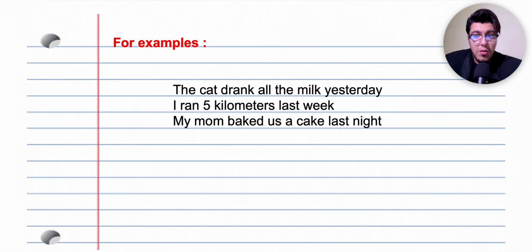For example, the cat drank all the milk yesterday. Drank is the irregular past form of the verb drink. I ran 5 kilometers last week. Ran is the irregular past form of the verb run. My mom baked us a cake last night. Baked is the regular past form of the verb bake.